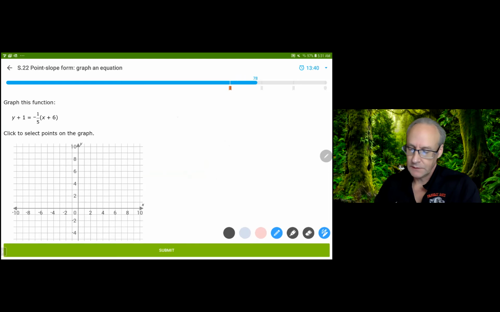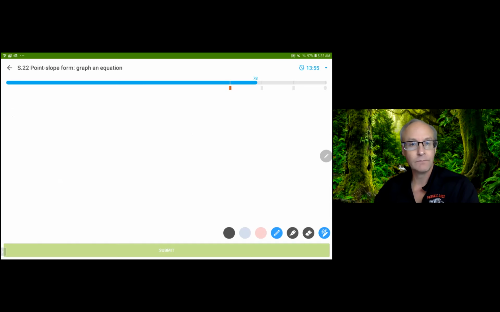For this one, we need an x value, which is -6, and a y value, which is -1. And we're going to have a slope of -1/5. Let's see how long this takes us. -6, -1 is right there, and -1/5 is right there. And we're done.